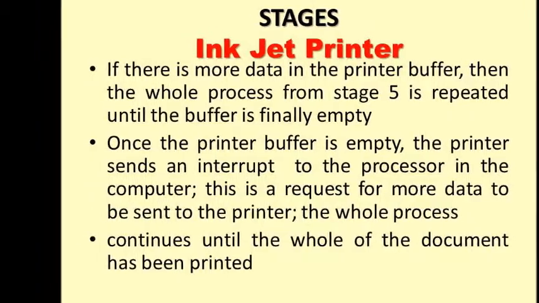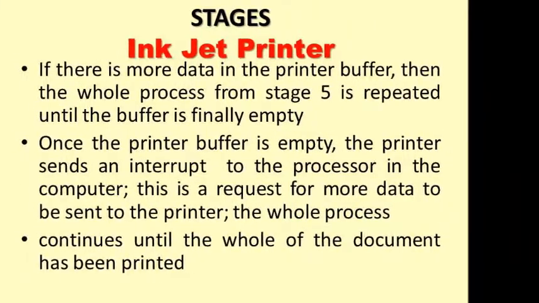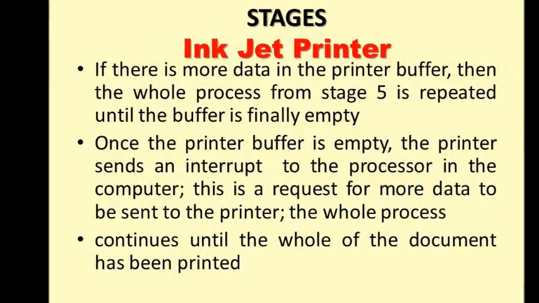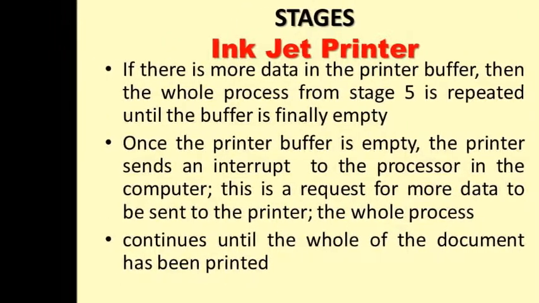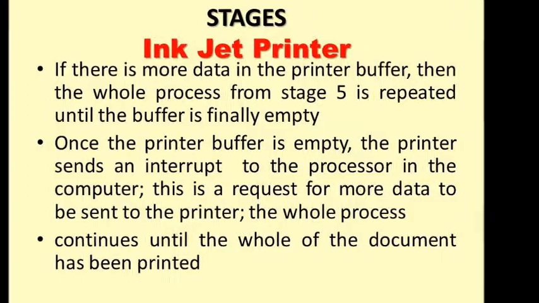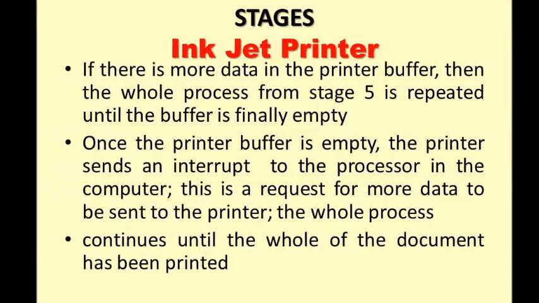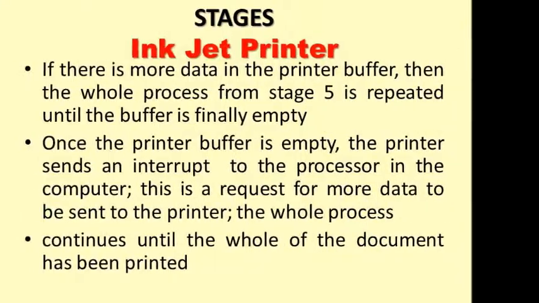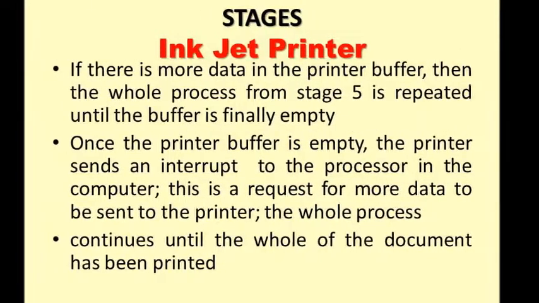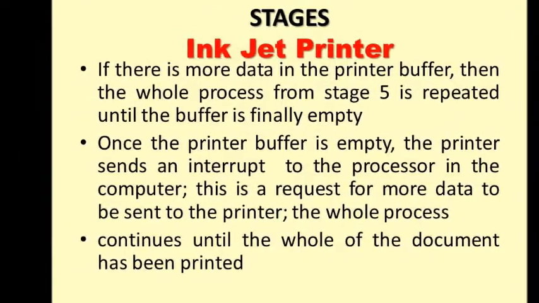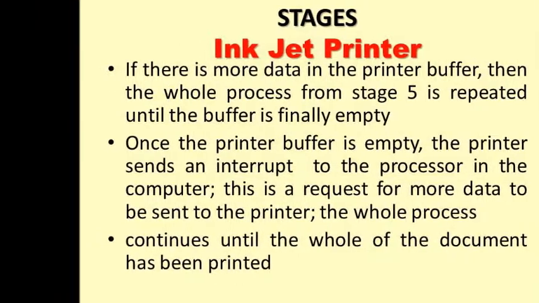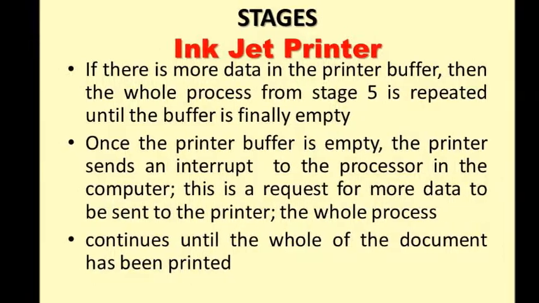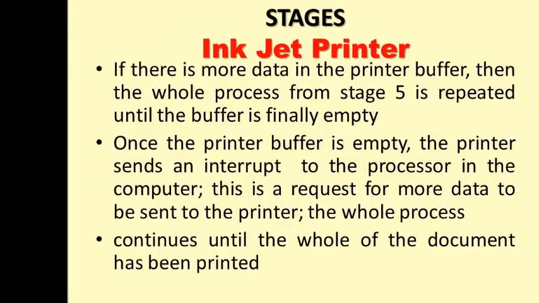The paper is printed line wise. The paper is advanced very slightly. It is moved slightly across the printer to allow the next line to be printed. Then the eighth part is, if there is more data in the printer buffer, then the whole process from stage 5 is repeated until the buffer is finally empty. When the buffer is empty, this is the point where the whole printing process is completed.